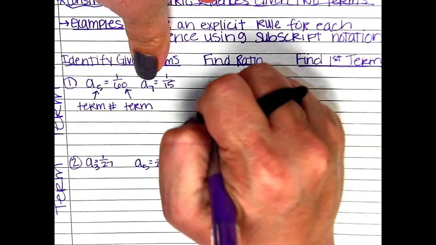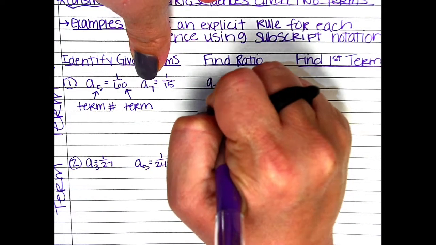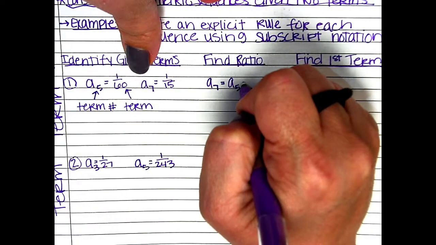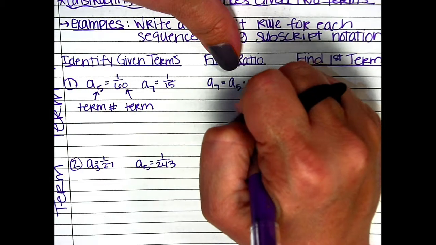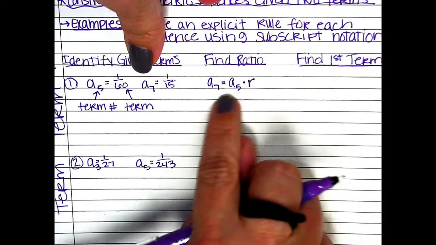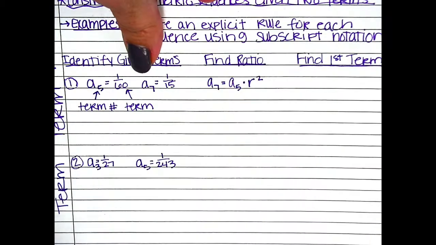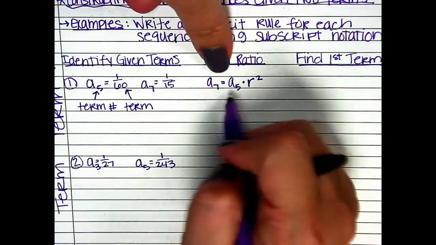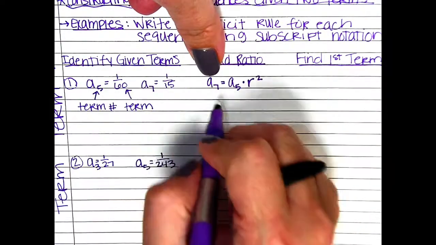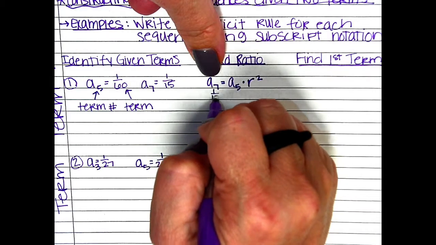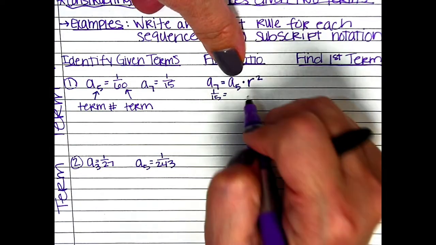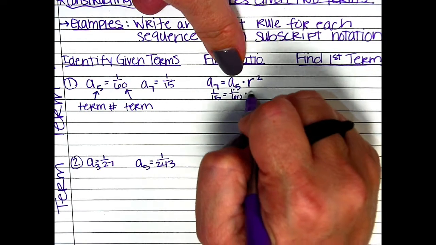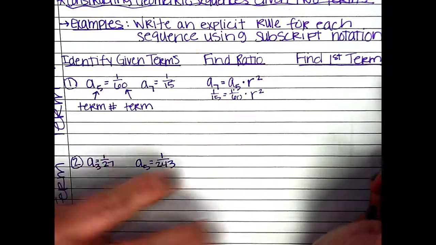So the higher term would be a sub 7 equals the lower term, a sub 5, times, and we don't know what the ratio is yet, so r, and the difference in my terms is 2, so to the second power. Now I'm going to go ahead and fill in what these actually are. So a sub 7 is 1/15 equals a sub 5 is 1/60 times, we still don't know r, that's what we're solving for, r squared.